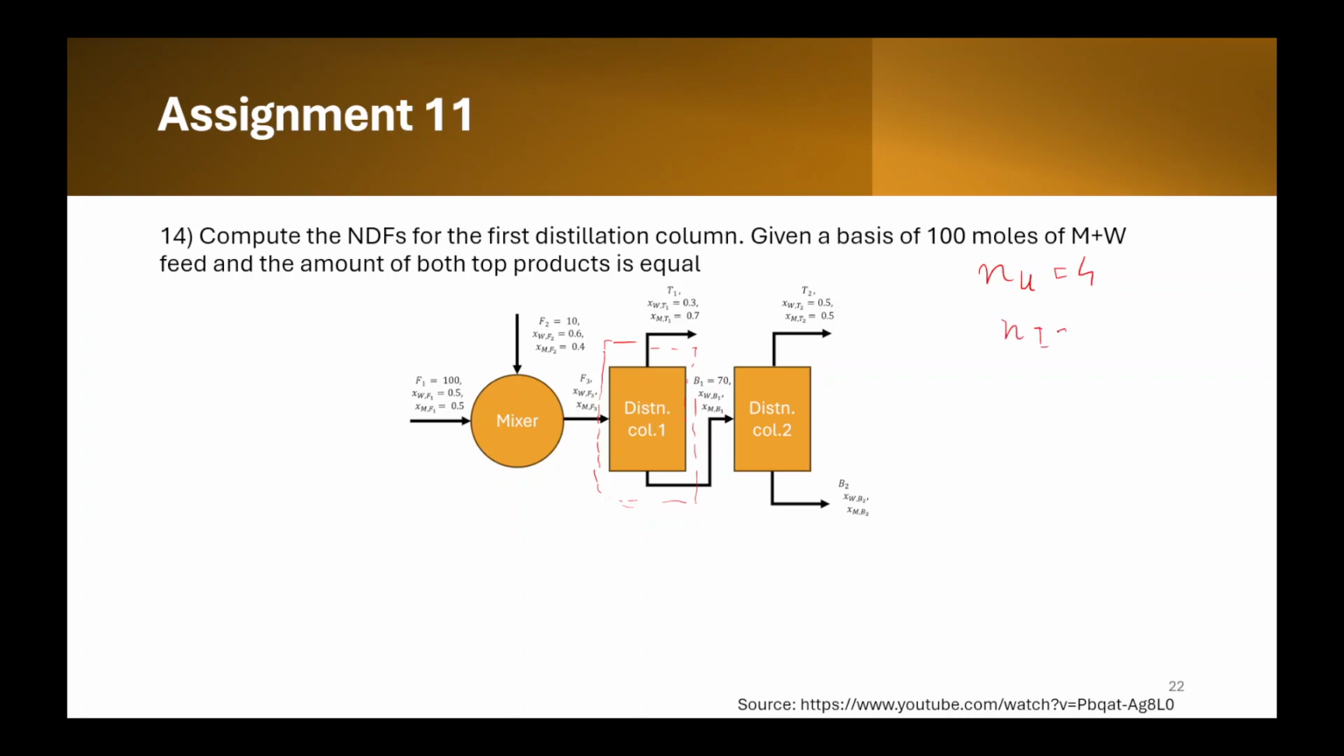Number of independent equations again will be 2. Number of useful auxiliary relations. So we are given the top product T1 is equal to T2. But is it useful here? Because this is our system, and this T2 is not involved here in any case. So it is not a useful auxiliary relation here. So you will not consider it here. So 4 minus 2 will be 2. Okay.